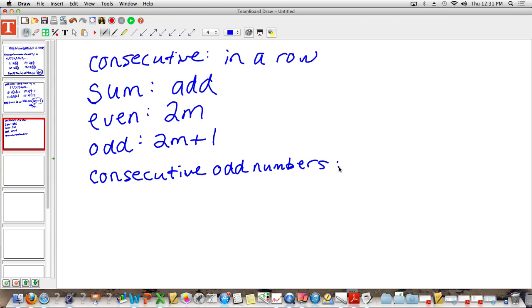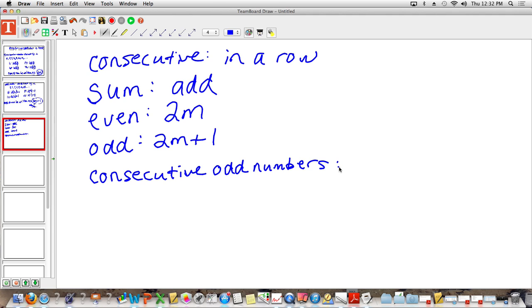What would be consecutive to 3? It would be the next odd number. So 3, 5. What would be the next one? 7. 3, 5, 7, then 9, then 11, and so on. Those would be consecutive odd numbers. If I just asked you to give me odd numbers, you could give me 3, 19, 43, 57, 91, 17, a bunch of random numbers. But if I ask you to give me consecutive odd numbers, they have to be in a row like that. Do you understand what I'm saying? 3, 5, 7, 9, and so on.